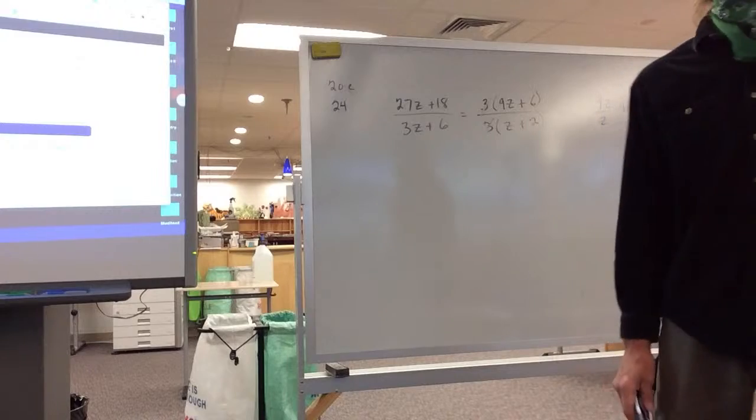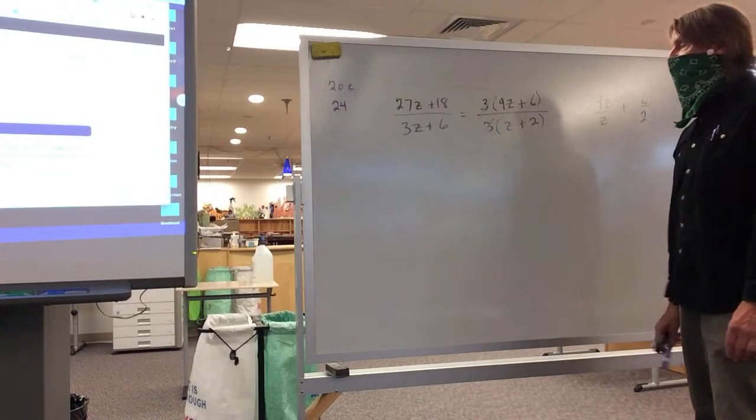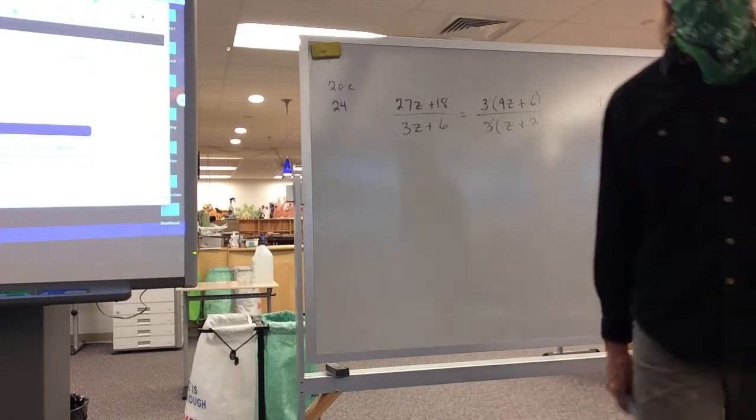It's done. Unless you can factor something out and then simplify, like what we did with the 3. But that's it. It's the only way you can do it. Okay? Is that all you have?